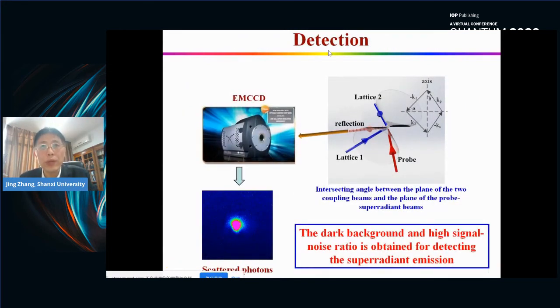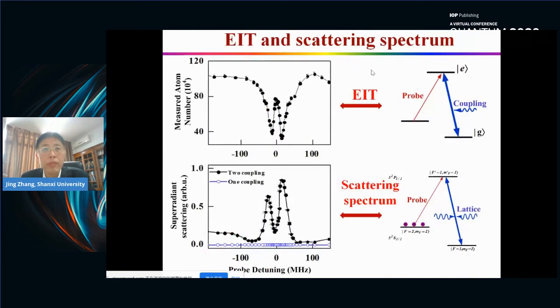Superradiance scattering is very weak in the experiment, so we employ the EMCCD to detect it. In order to obtain a dark background and high signal to noise ratio for detecting superradiant emission, the intersecting angle between the plane of the two coupling beams and the plane of the probe and superradiant beams is set to about 11 degrees. We measure the remaining atoms by time of flight absorption imaging after turning on only one coupling and probe pulse, rather than measuring the transmitted probe beam.